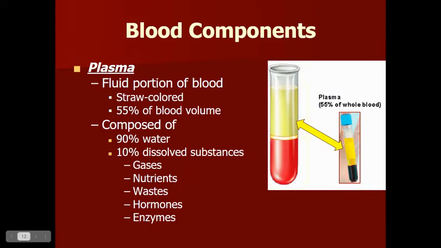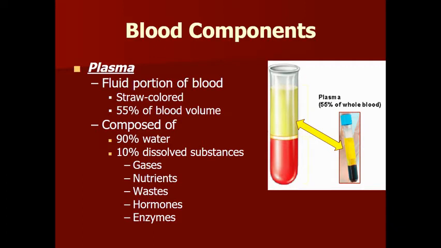So first we'll talk about plasma. Plasma is what causes our blood to be a fluid. And so it is straw colored, and it's 55% of our blood volume. Now the reason our plasma is kind of straw colored or yellow, but our blood is red, is because when all those red blood cells are mixed within the plasma, we see that red appearance of blood. But the plasma itself is actually straw colored.